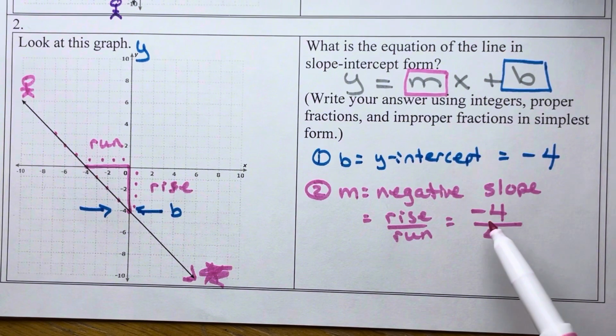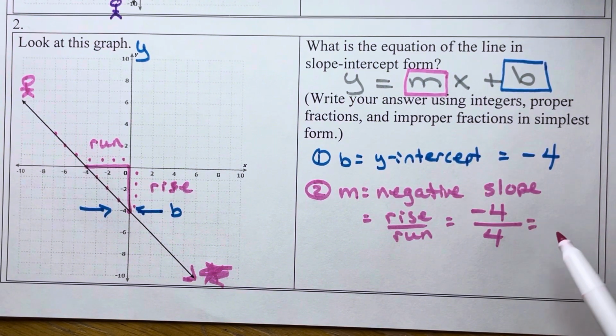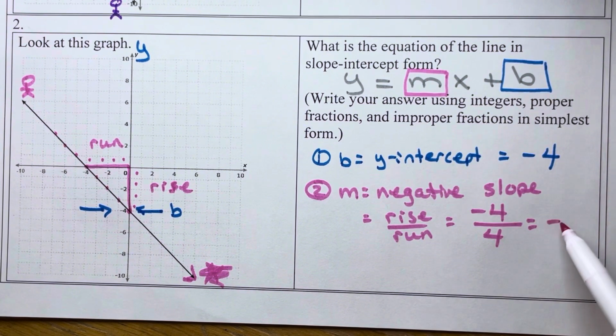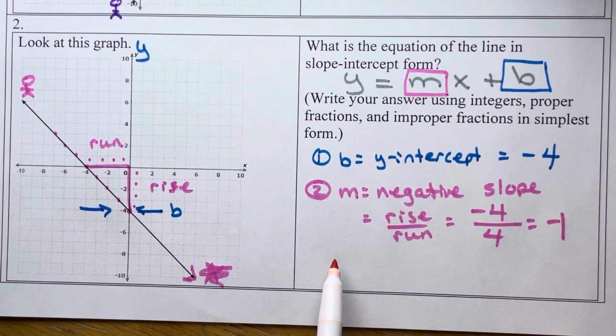It's done, it's over, it's accounted for, it's acknowledged. Just one negative will suffice. And then simplify and reduce, because it is possible and you should do it. -4 divided by 4 is -1. Now that we have found out what our slope is, let's go write our equation and call this a day.